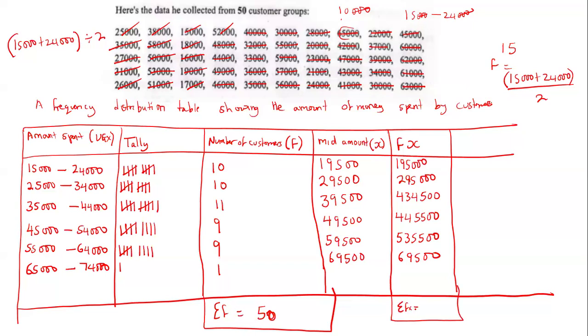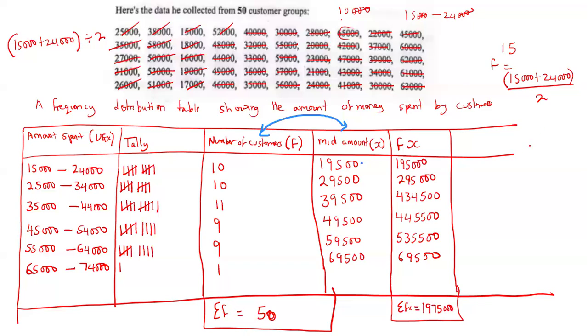Okay. I think you help me read because it's, let's see, 123 plus 295,123 plus 434,500 plus 445,500 plus 535,500 plus 69,500. The total I'm getting is 1,975,000.